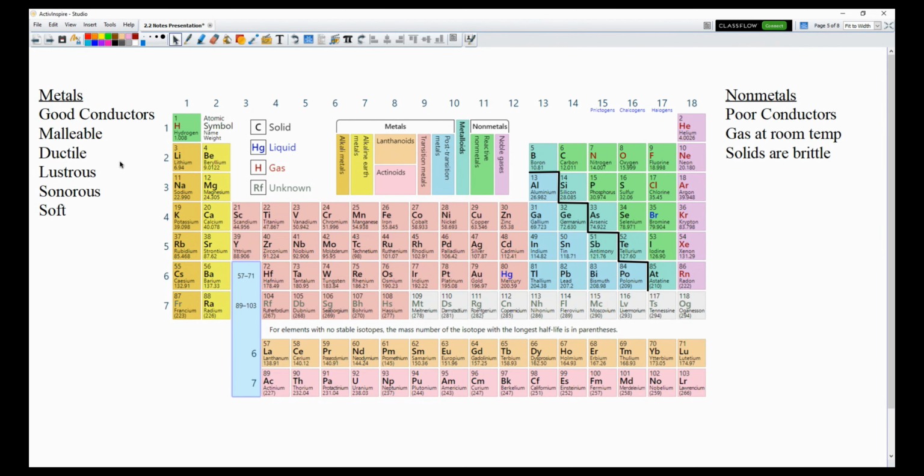Sonorous means that they ring out. They have this ringing noise, like cymbals are made out of metal because they're sonorous. And most pure metals are really, really soft. You can usually scratch them with your fingernail or your teeth. So say here, for example, gold. Now, normally the gold that we have for our jewelry is not pure gold. It's not 24 karat gold. It's usually 10 or 12 karat, or maybe even a lower percentage of gold.